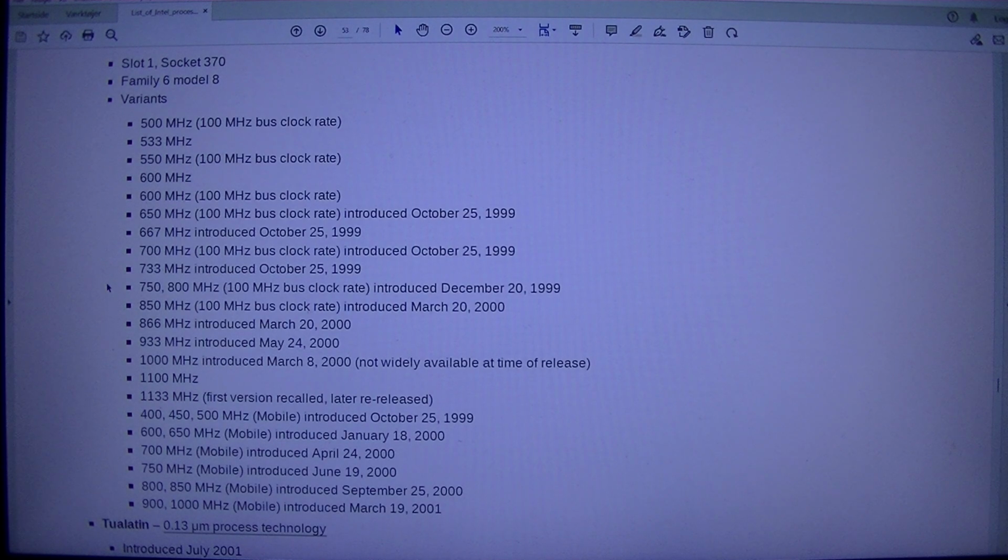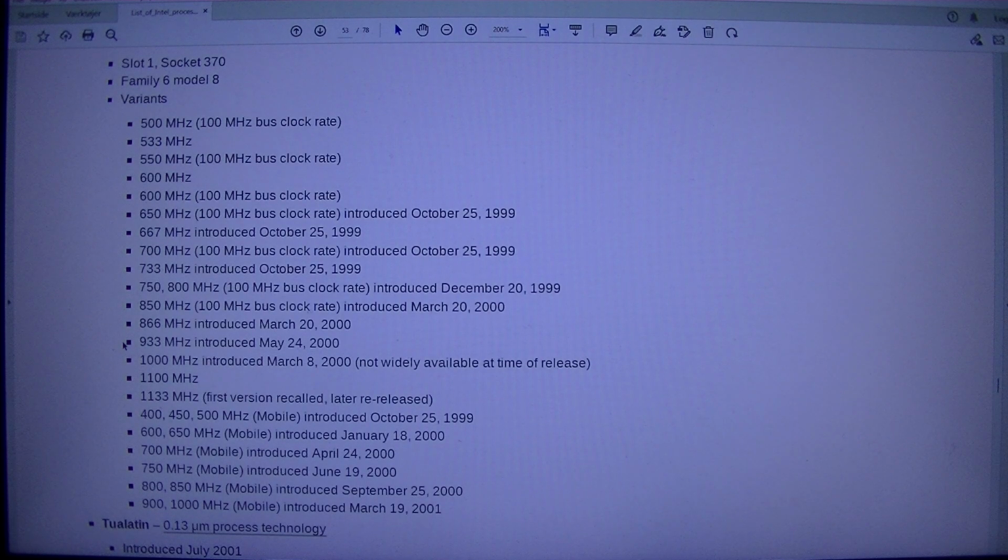700 MHz, 100 MHz bus clock rate, introduced the 25th of October, 1999. 733 MHz introduced the 25th of October, 1999. 750, 800 MHz, 100 MHz bus clock rate, introduced the 20th of December, 1999. 850 MHz, 100 MHz bus clock rate, introduced the 20th of March, 2000. 866 MHz introduced the 20th of March, 2000.